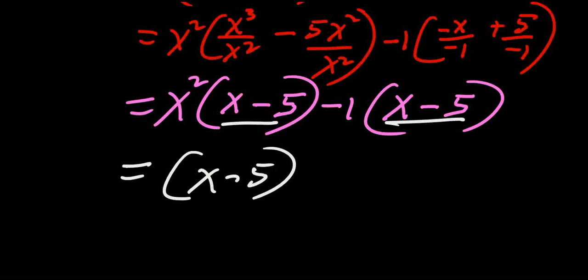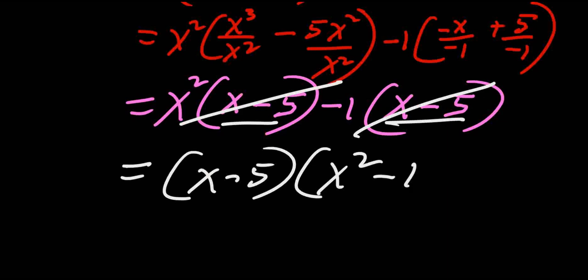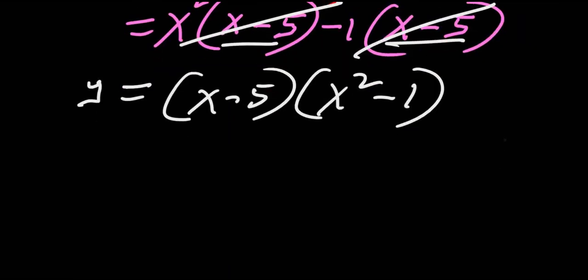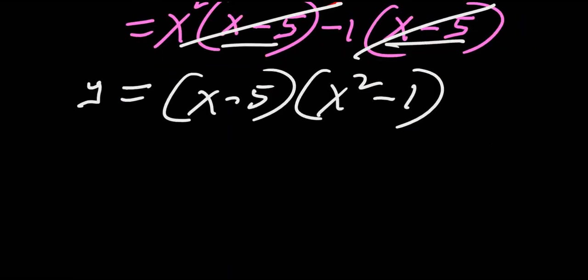Good. Now if you strike this from here and also strike this from here, what do you have left? You have x squared negative 1. Simply put them in parentheses. x squared negative 1. So y equals this. Now look at these two factors. Can they be factored further? x negative 5 cannot be factored anymore, but x squared negative 1 can be factored again, because 1 is a squared number. 1 is a squared number, so you can simply see this one as 1 squared.